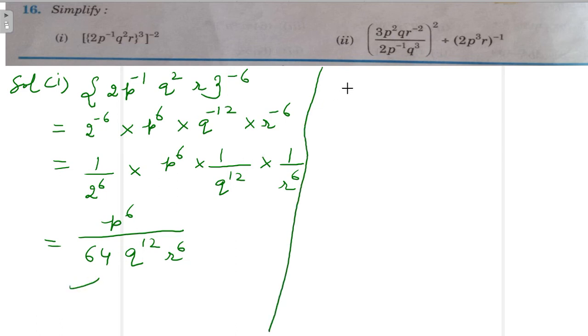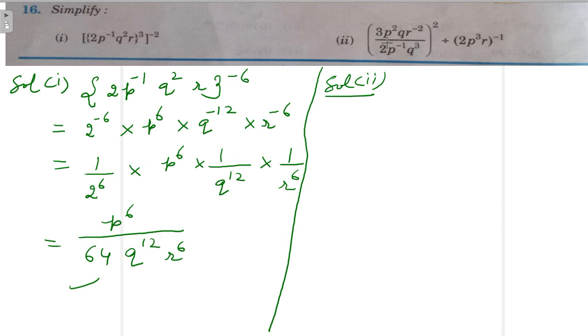So this is your question solved. Part first solved. Here I am going to solve part second, right? So part second and last part of this exercise. So here, students, there is a sign of division. So what this means, we have to divide this. First we have to solve this, right?